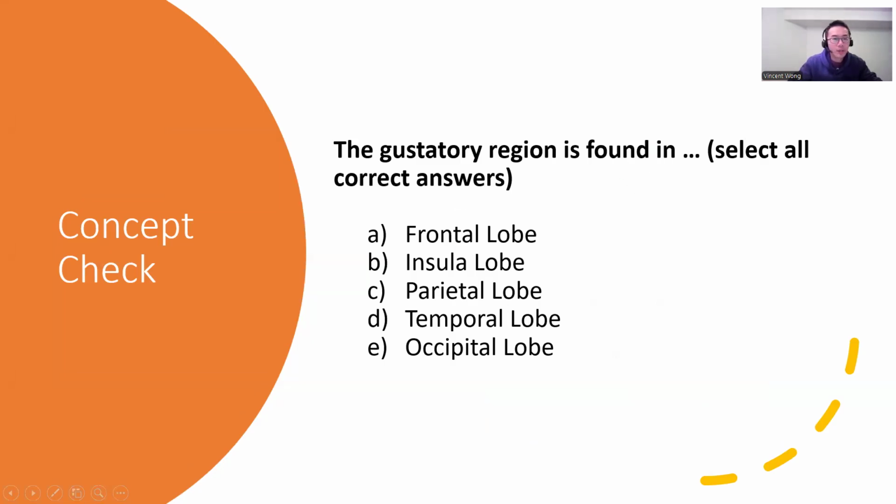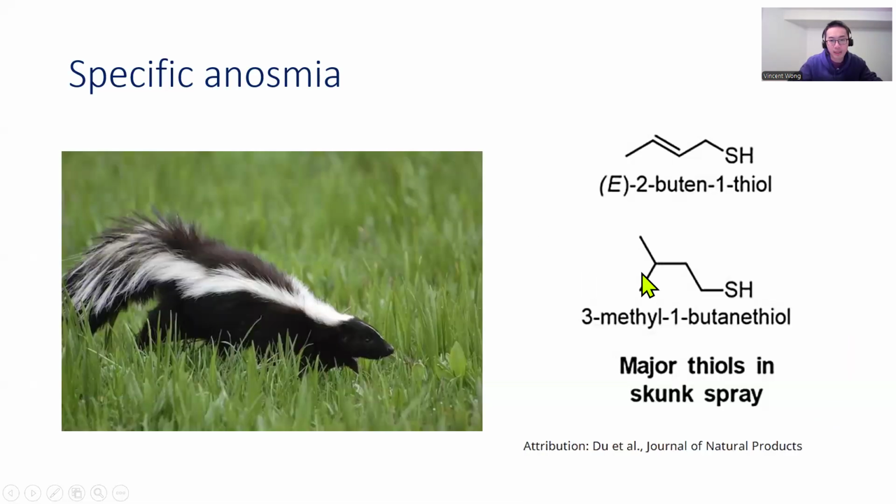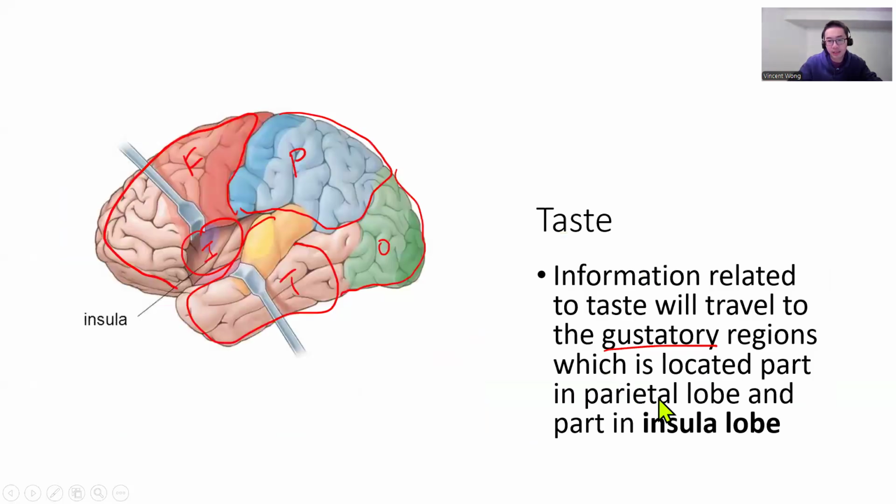Okay, the gustatory region, if you have been paying attention, is found in the insular lobe. Okay, and actually it overlaps with the parietal lobe as well. I don't think I mentioned it. It's written here, but I didn't say it. So look at a part in the parietal lobe and part in the insular lobe.